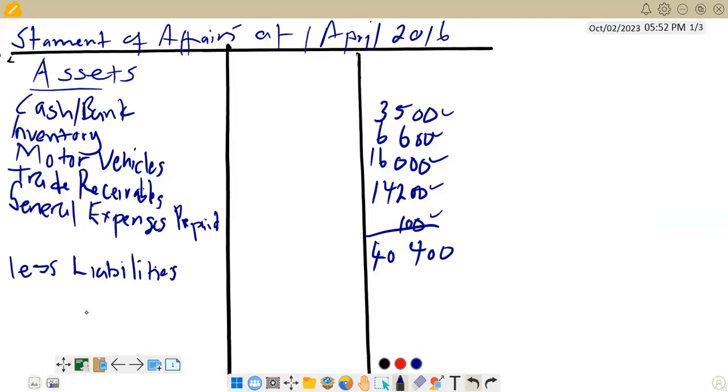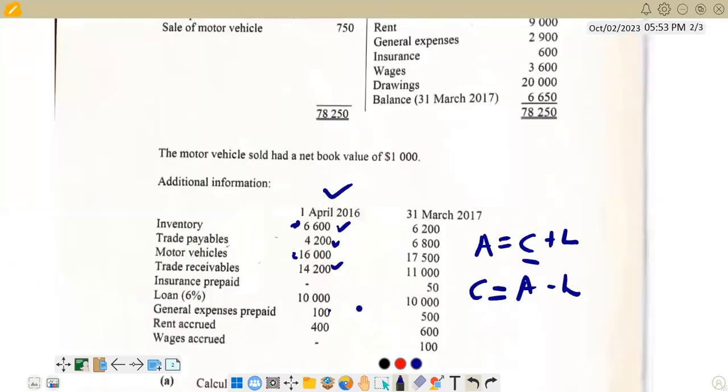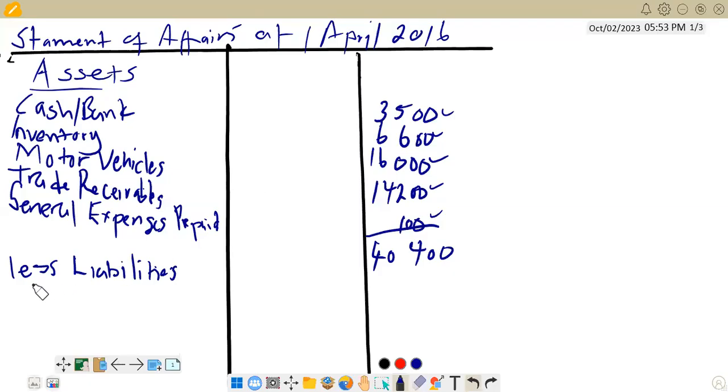Right. So when you subtract these liabilities, we are just going to list all the liabilities that we have. So we go back to the list of balances that we have and check at the beginning there. So we start from above there. We have got trade payables here. Trade payables 4,200. So we include that one. So we now list them in the other column. This one, 4,200.